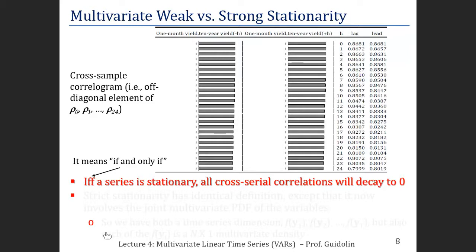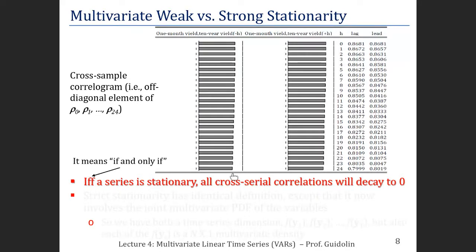And the one on the left is between 1 month interest rates and the lag value, see this minus h here, the lag value of 10-year interest rates. So it is the correlation between today's short-term rate and the past of the long-term rates, where the past goes between 0 months, so that's this bin here, and 24 months. So there is a total of 25 values.